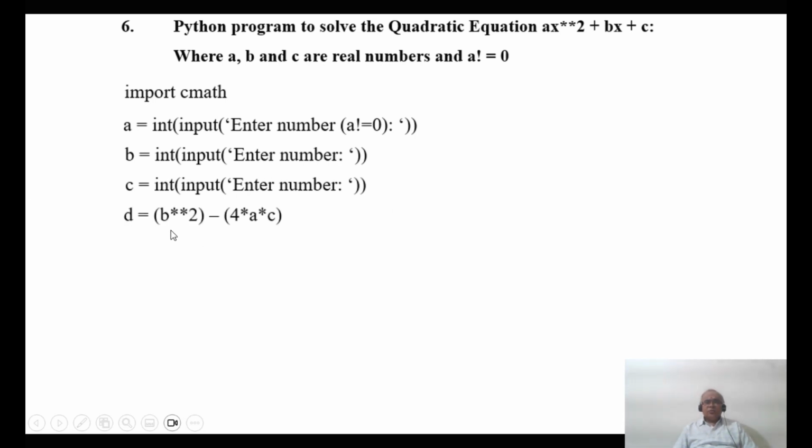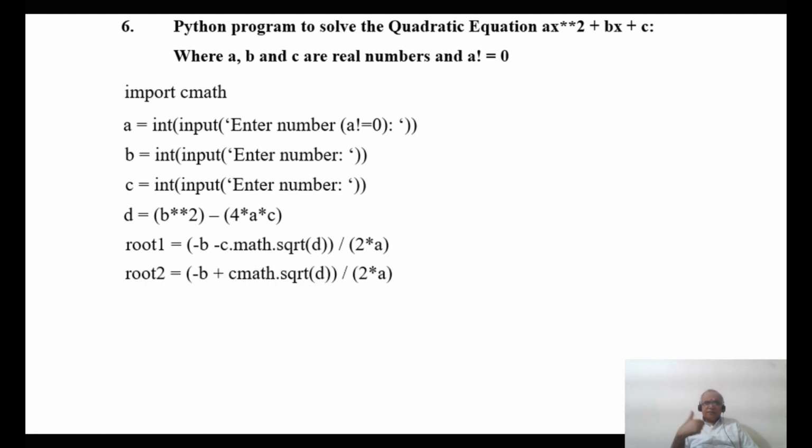So what is that? D is equal to, what is the quadratic equation? Minus b plus or minus root of b square minus 4ac by 2a. So what I am doing is I am considering D as b square minus 4ac. Then root 1 will be equal to minus b minus math.sqrt, the square root function, of D, divided by 2a. This is minus b, and then minus b plus will give you the one more root. So the roots are, then you have root 1 comma and root 2.